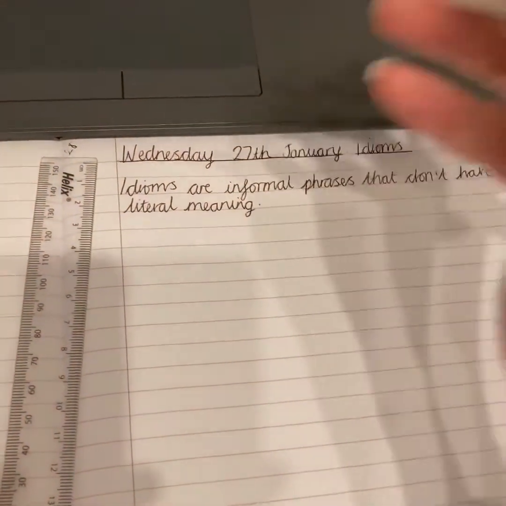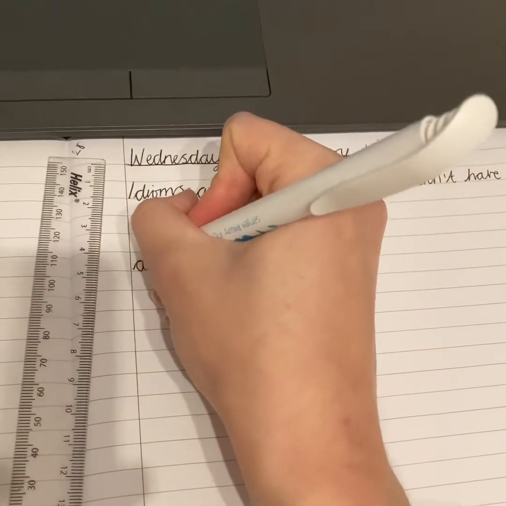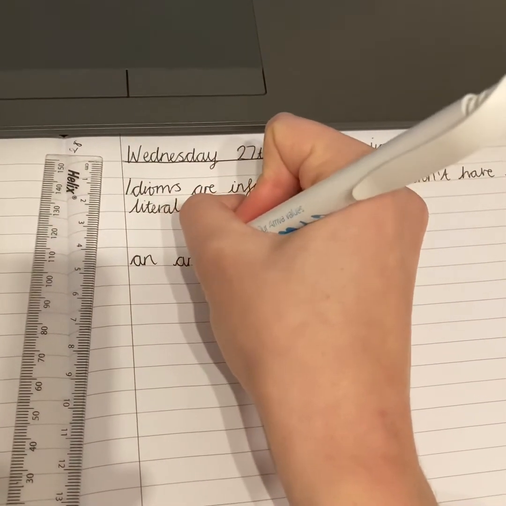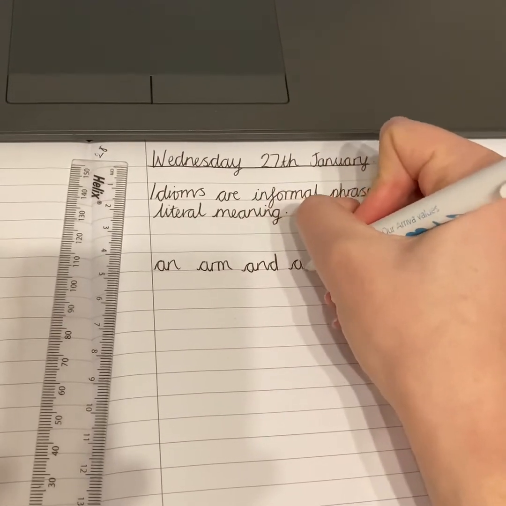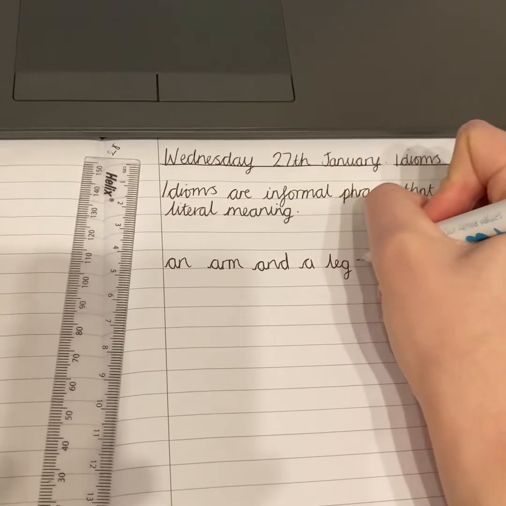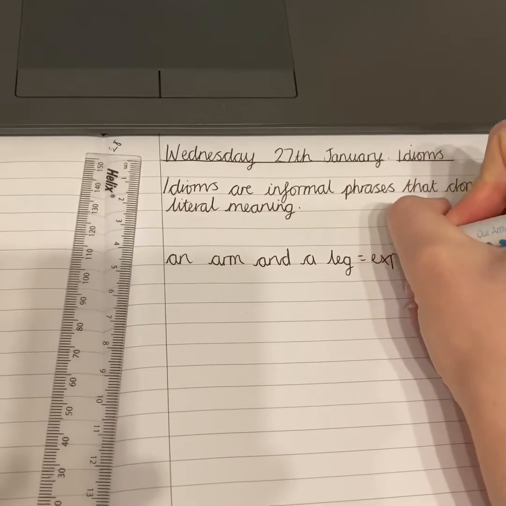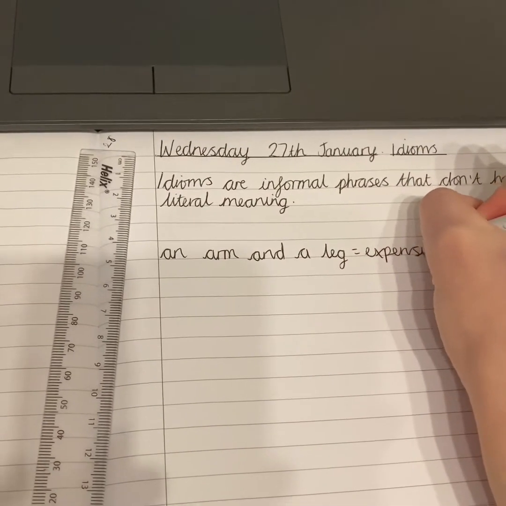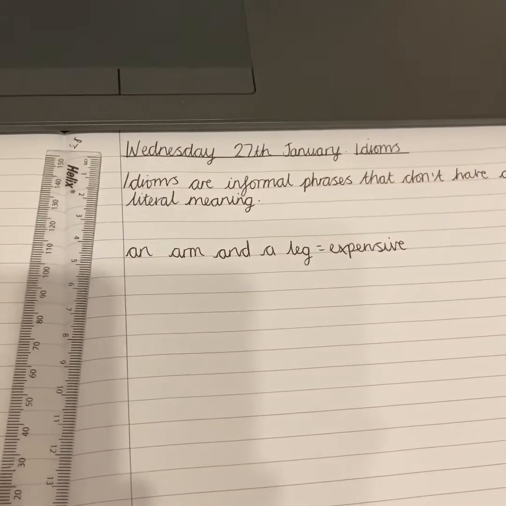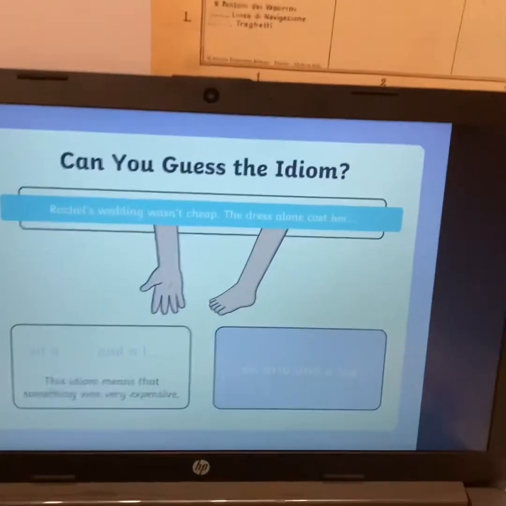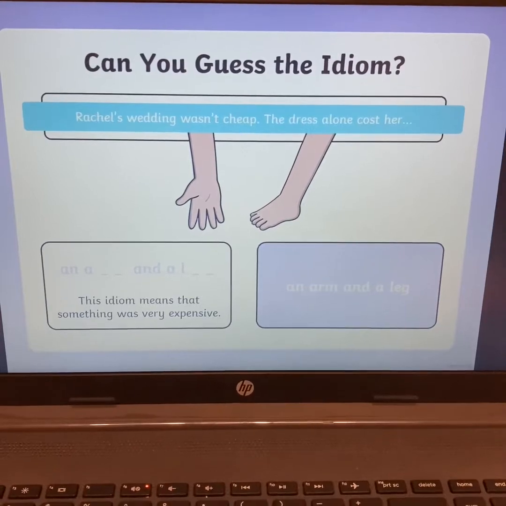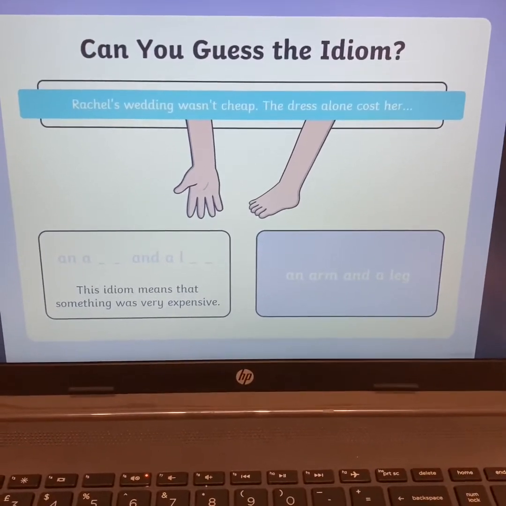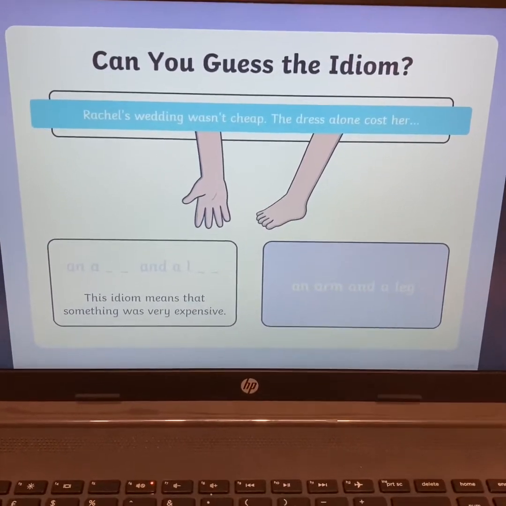Here we are. An arm and a leg equals expensive. So you might use this in your letter when you are talking about the food. You might say, oh, this food would cost you an arm and a leg normally, but I get it here for free. Something like that.